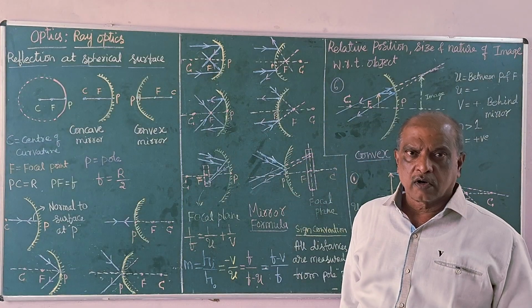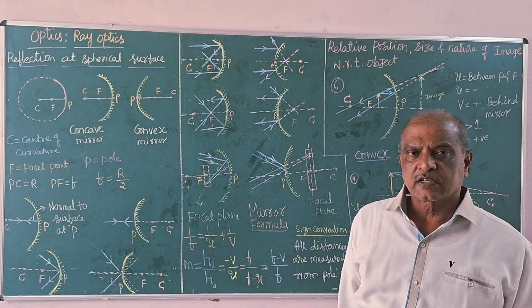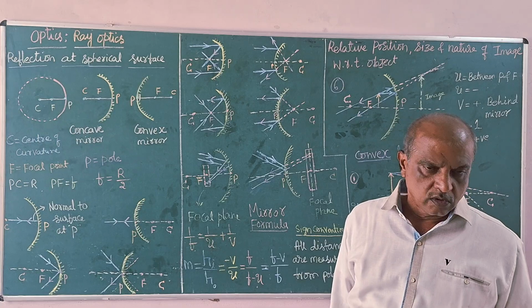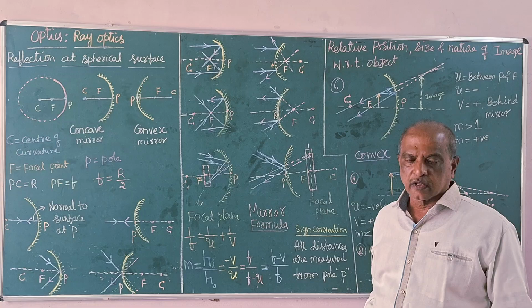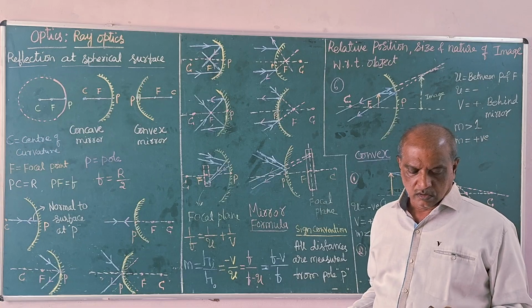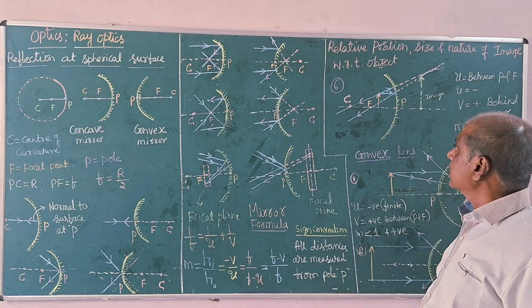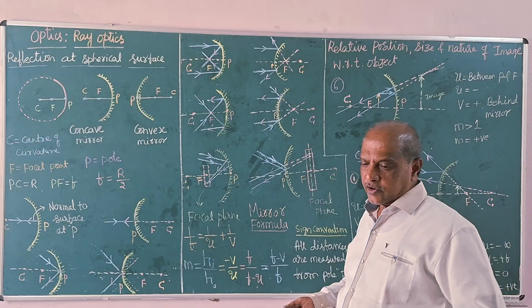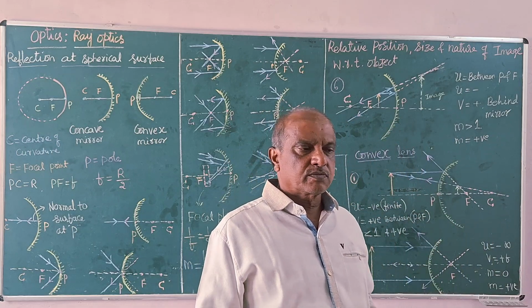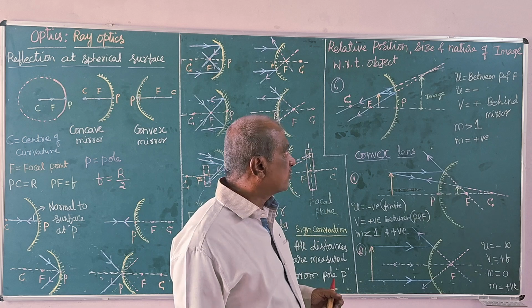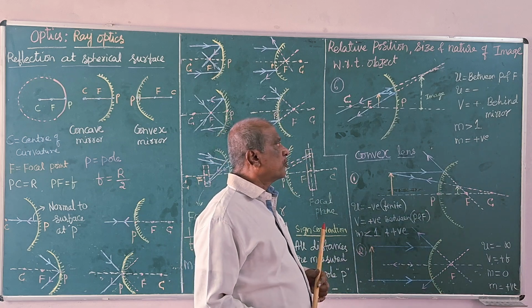This is the follow-up of the previous class on reflection of light by spherical mirrors. It is regarding the relative position of the image with respect to the object in the case of a concave mirror.